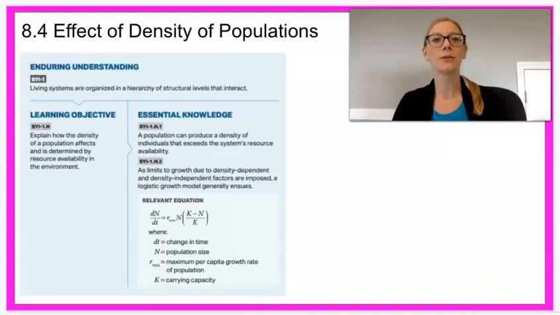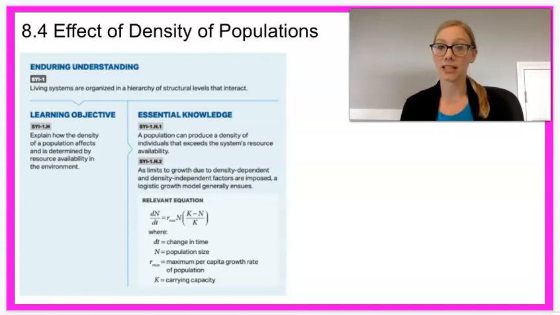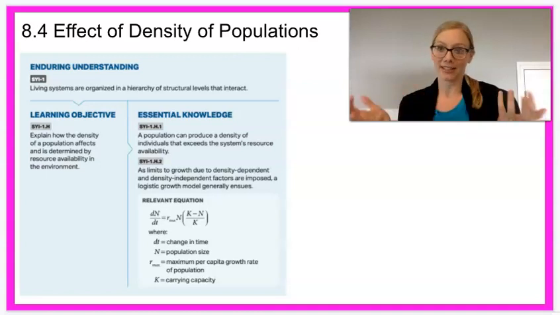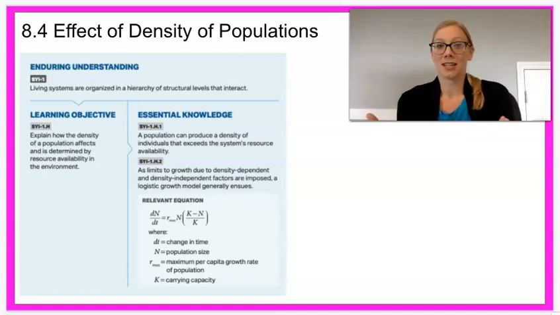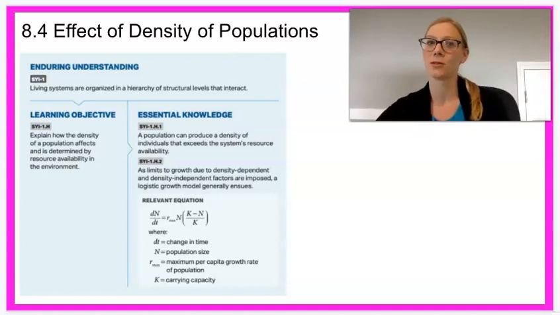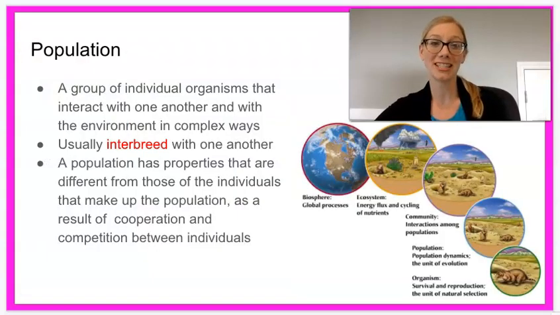We're also in this video going to talk about 8.4, which is the effect of density on populations, right? What does having limited resources do to the size of a population and how many individuals can be there? And then how do individuals respond to that, and what do we see as population size changes based on those limited resources? So before we get too much into this, I want to talk about what is a population, right?